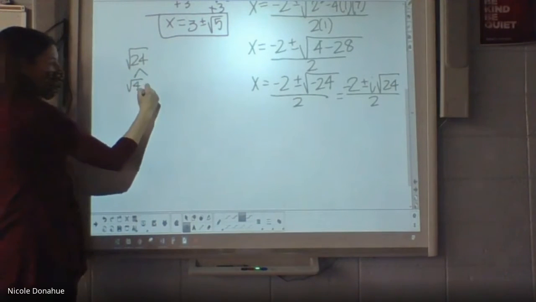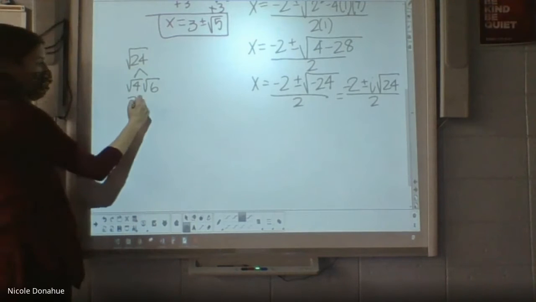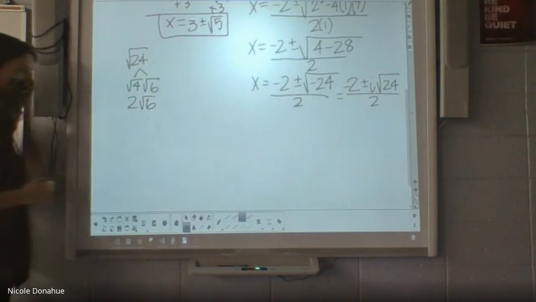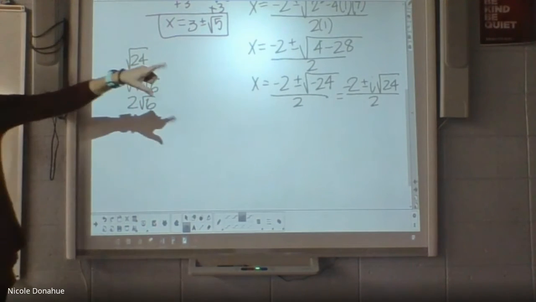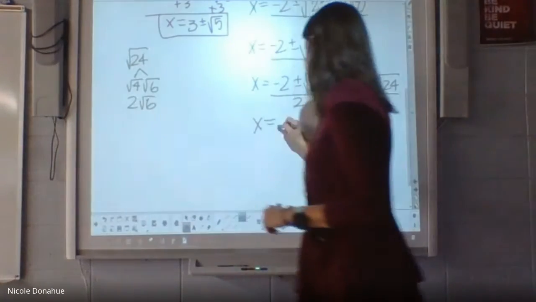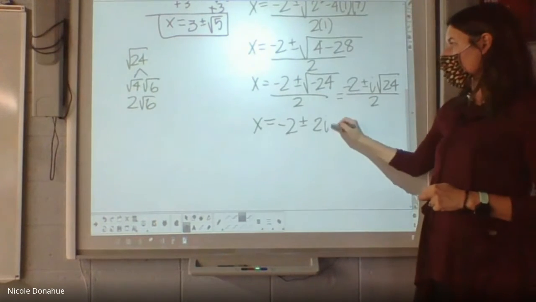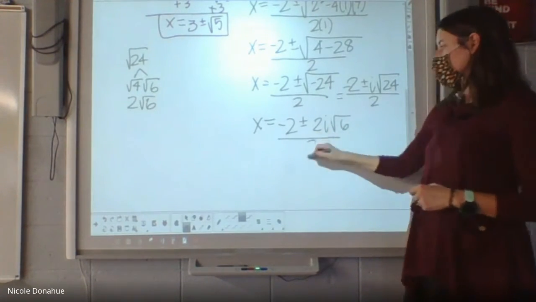Or you can do it this way. I break it up as 4 times 6. This would be 2 root 3, or 2 root 6, sorry. That's what I'm going to put in place of the square root of 24. Negative 2 plus or minus, we need the i on the outside though. So 2i square root of 6, all over 2.